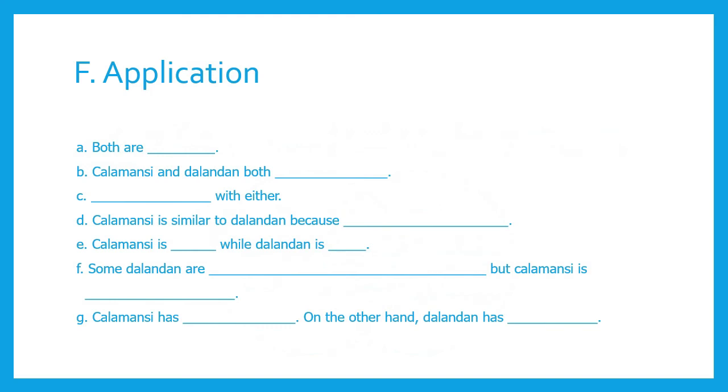Now, let's try completing the sentences. Both are citrus fruits. Calamansi and dalandan both contain vitamin C. For letter C, you can make juice with either. B, calamansi is similar to dalandan because they have seeds and pulps. Letter E, calamansi is smaller while dalandan is bigger.